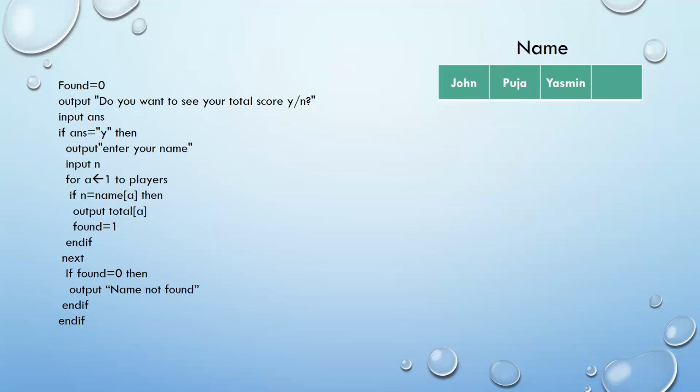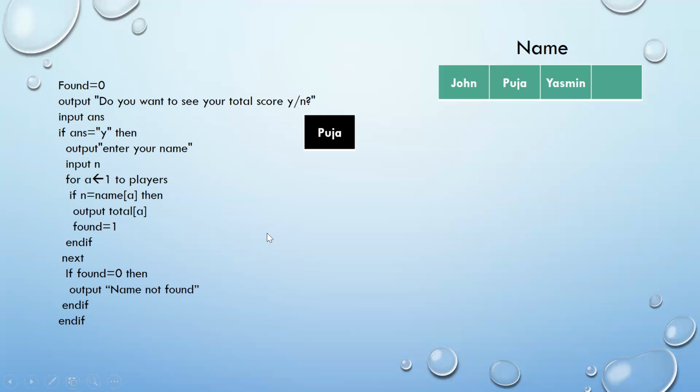So if n is equal to name[A], that means if the name is found, you output the total. In this case, the detail is the total score. And if the name is not found, you display a corresponding error message, which is "Name not found". Now, this program could have been made more efficient, but since linear search is not a part of the syllabus, I didn't try to make it more efficient, because in the process, it will become even more complex.